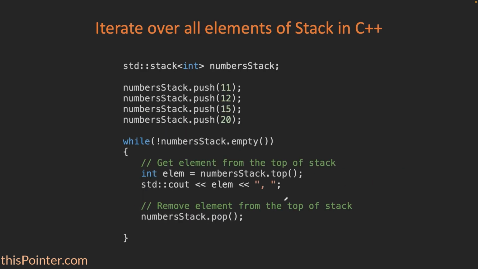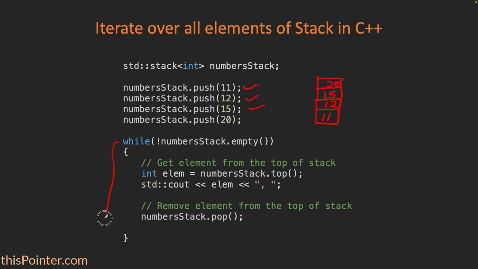How to iterate over all elements of a stack. Now stack provides a function to access the element from the top, but it does not provide any random access operation. It means you cannot directly access any element based on index position in stack. So if we want to iterate over all elements of the stack, then we need to remove elements from the stack one by one and print them on console. Let's see an example. Here we have created a stack and added 4 elements into it. First we added 11, then we added 12, then we added 15 and then 20.